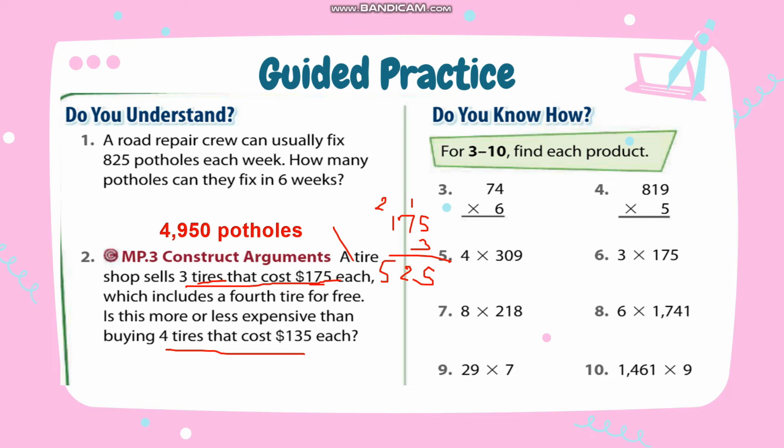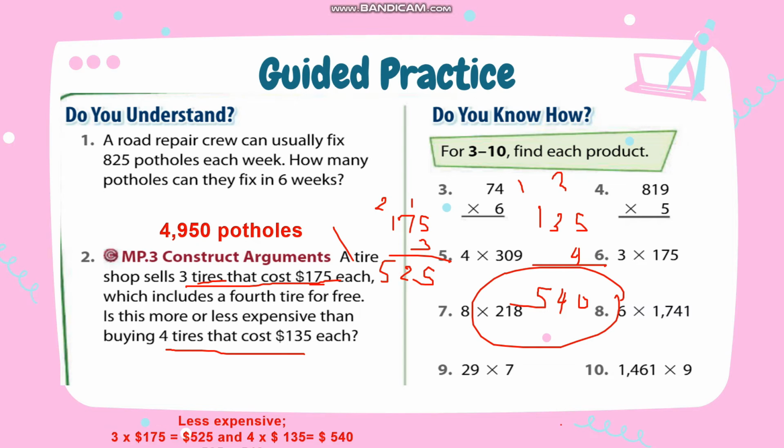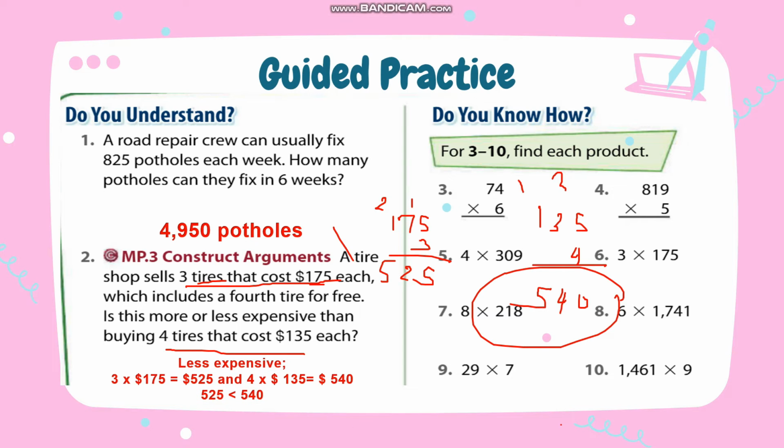So the 3 tires that cost 175 is equivalent to $525 plus the 4th tire is for free. But the other one is 135 for 4 tires. So 20, regroup 2. 4 times 3 is 12 plus 2 is 14, regroup 1. 4 times 1 is 4 plus 1 is 540. So, is this more or less expensive than buying the 4 tires, which is $540? So the answer is less expensive because 525 is less than 540.